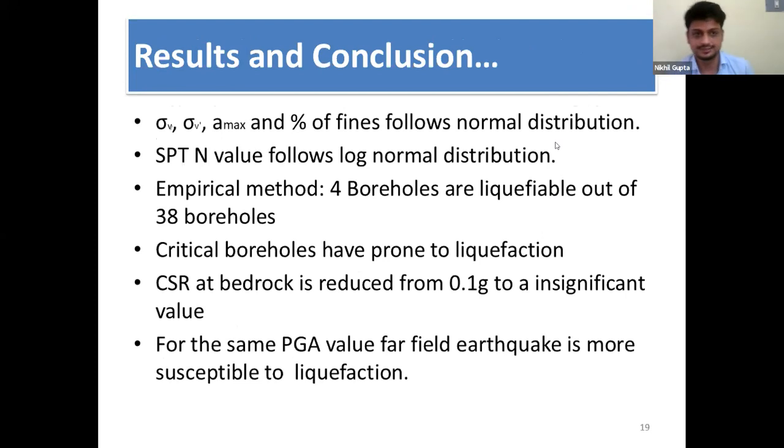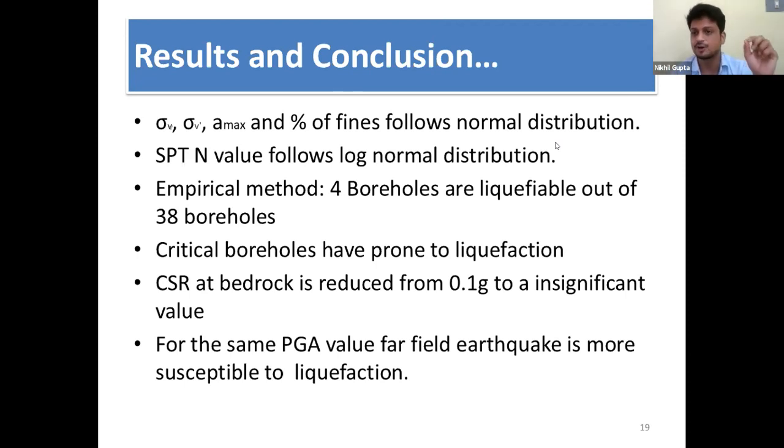See, result and conclusion. Total stress, effective stress, maximum acceleration and percentage of fines follow normal distribution, and the SPTN value follows log normal distribution. From the empirical method, 4 boreholes are observed to be liquefiable, with factor of safety less than 1.2, out of 38 boreholes. These critical 4 boreholes are selected for more detailed analysis like ground response analysis and uncertainty analysis.